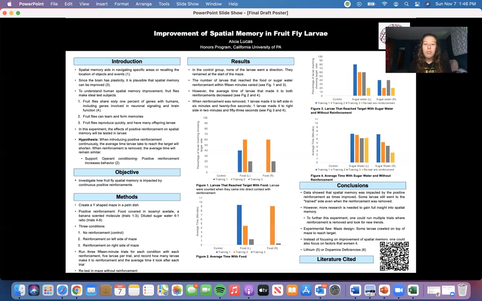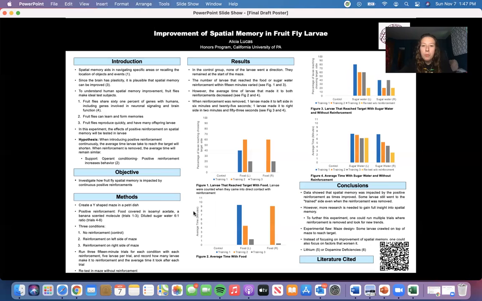So we would run these trials, these 6 trials, and they would be 15 minutes each. While the trials were going on, I would record how many larvae reached the target. For the ones that reached the target, I would record their times and take an average of those times. After doing the trials with the reinforcement, I removed the reinforcement and ran another trial and gathered the same type of data.